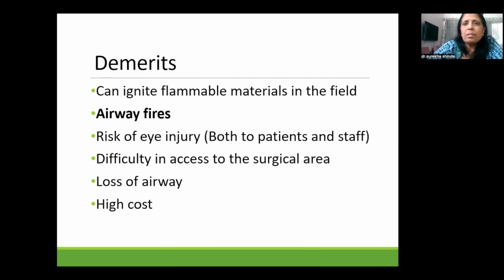But of course, there are demerits of using laser because it's a very high temperature field. So it can ignite flammable materials in the field while operating. And airway fire, which we are going to talk about in detail later, is the most dreaded phenomenon which can be faced by anesthesiologists and the team. There is risk of eye injury both for the patient and the staff, especially the surgeon. There is difficulty in access to the surgical area as well. Sometimes there could be airway loss, a catastrophe in the operating team, and of course the high cost.